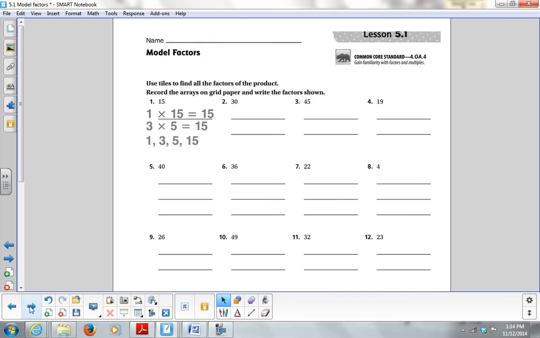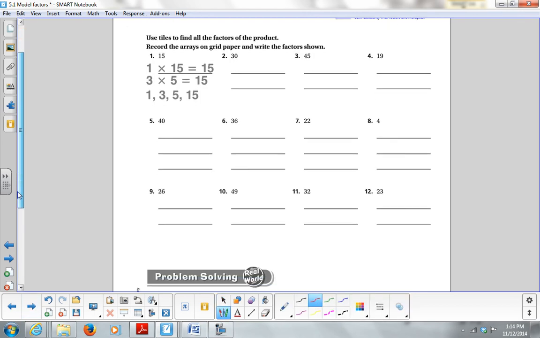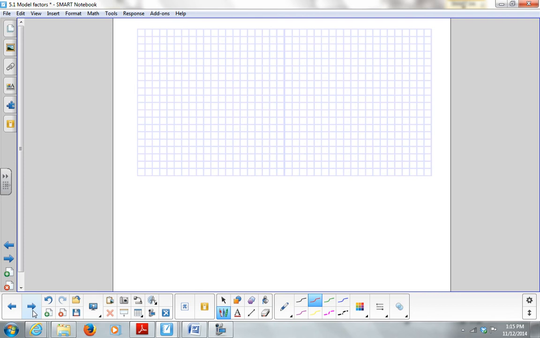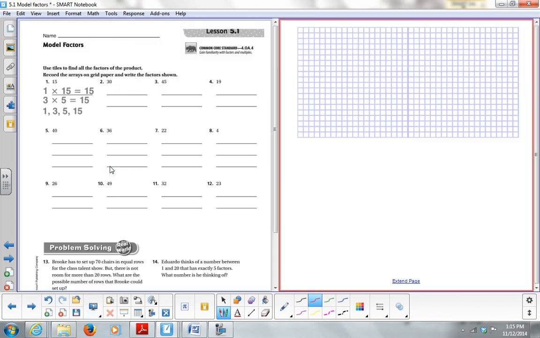All right, so this is your homework for tonight. We'll do a couple of problems together, and you'll do the rest on your own. So it's asking me to record the arrays on grid paper and write the factors as shown. So let's do a couple of the odds together. So 45. Oh, let's do a dual screen here so we can do them together.